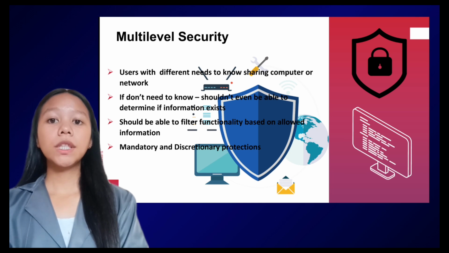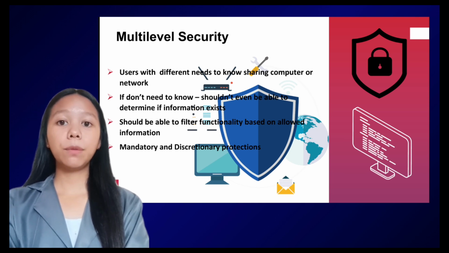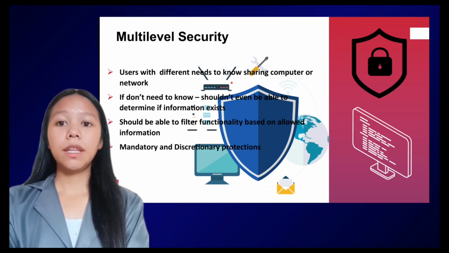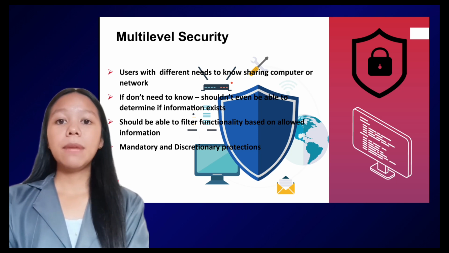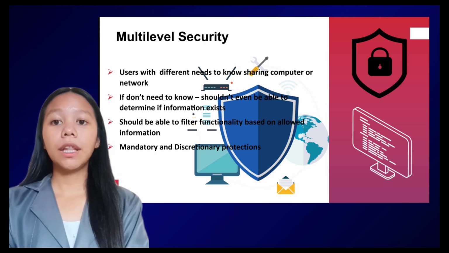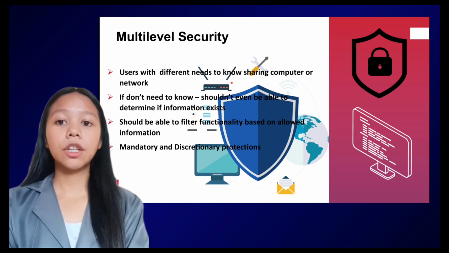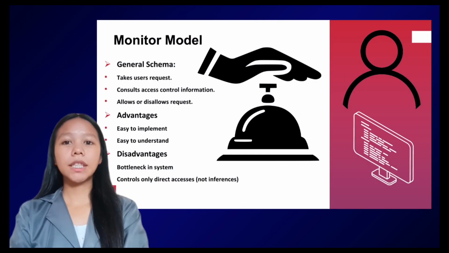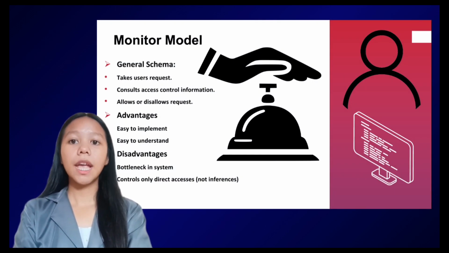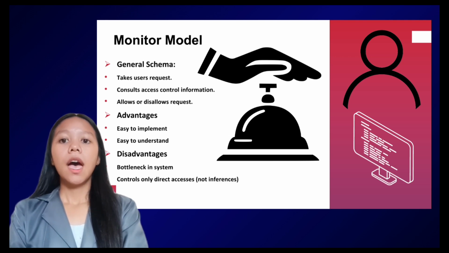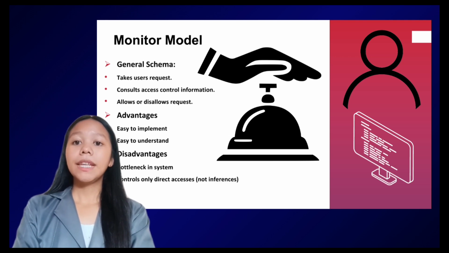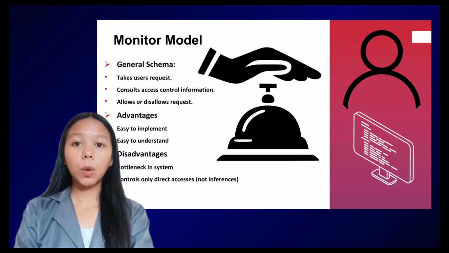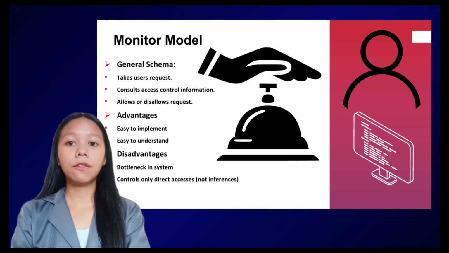Multi-level security. Users with different needs to know share a computer or network. If they don't need to know, they shouldn't even be able to determine if information exists. Should be able to filter functionality based on allowed information, with mandatory and discretionary protections. General schema: takes users' requests, consults access control information, allows or disallows requests. Advantages: easy to implement, easy to understand. Disadvantages: bottleneck in systems, controls only direct accesses, not inferences.